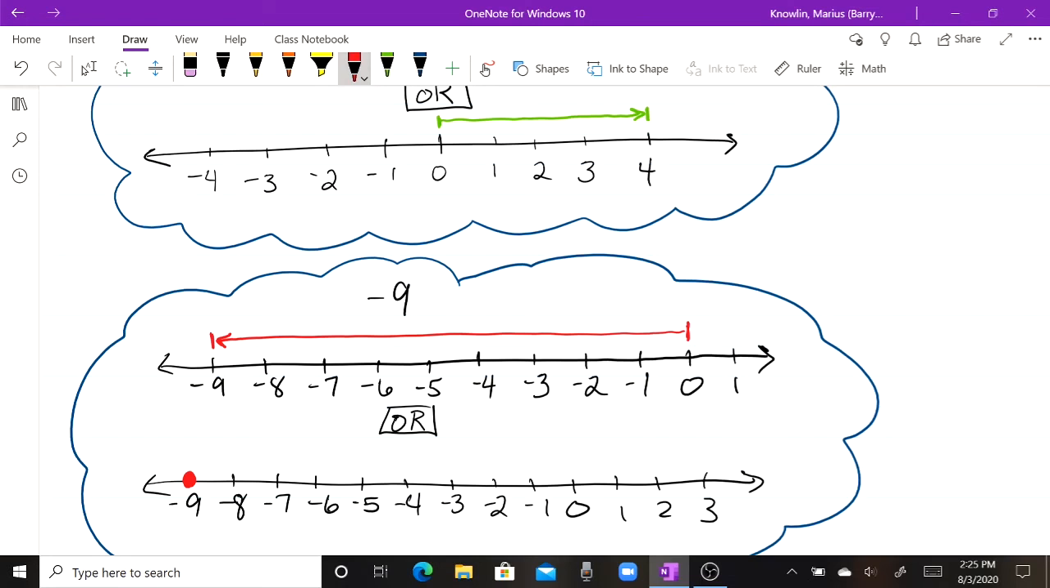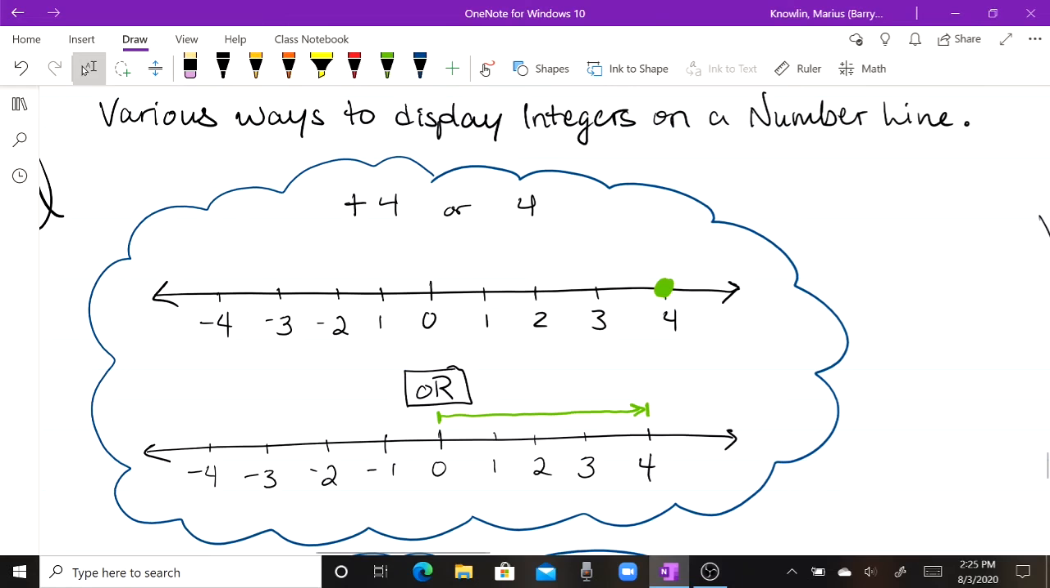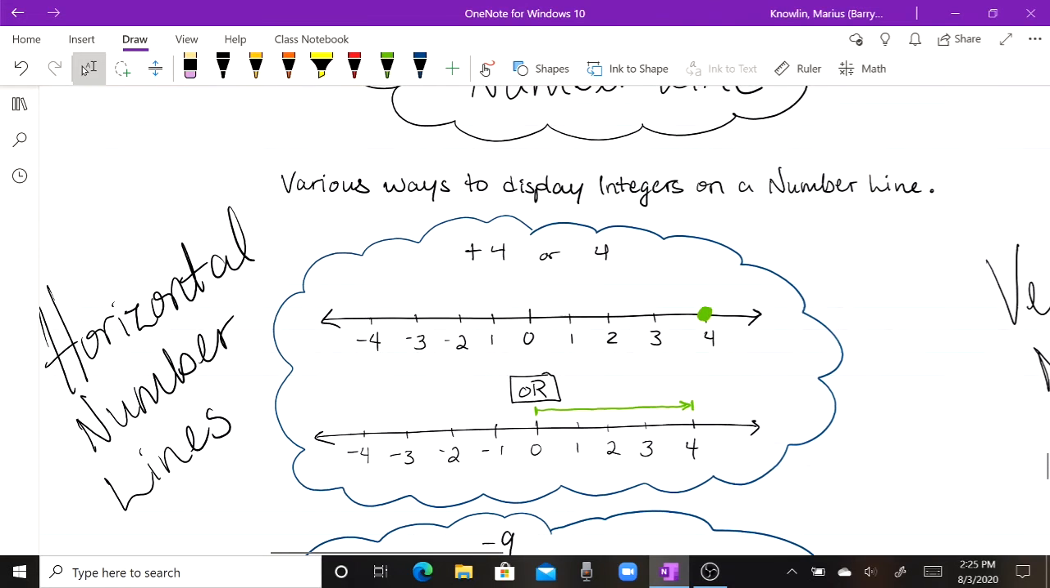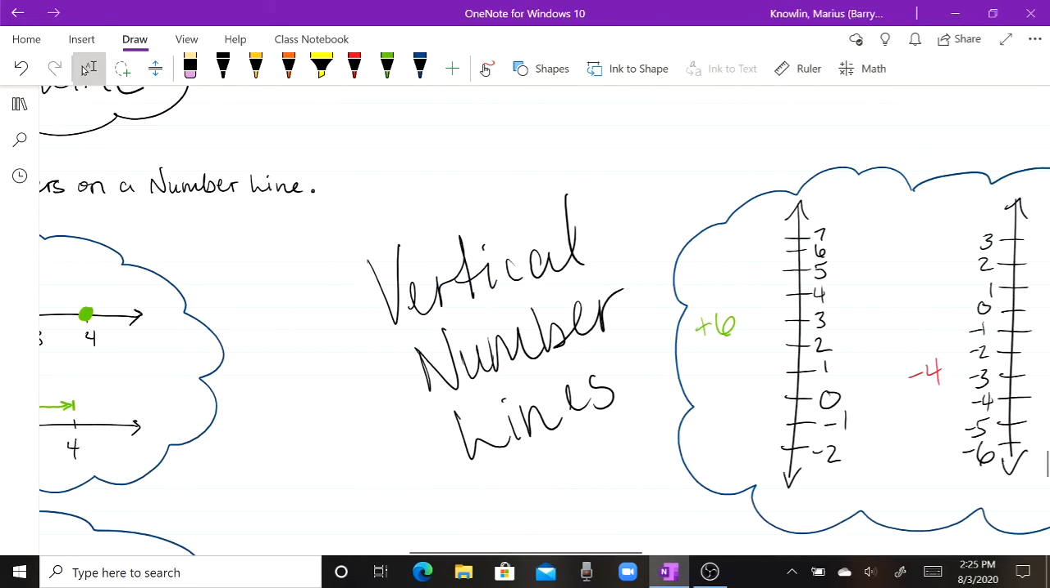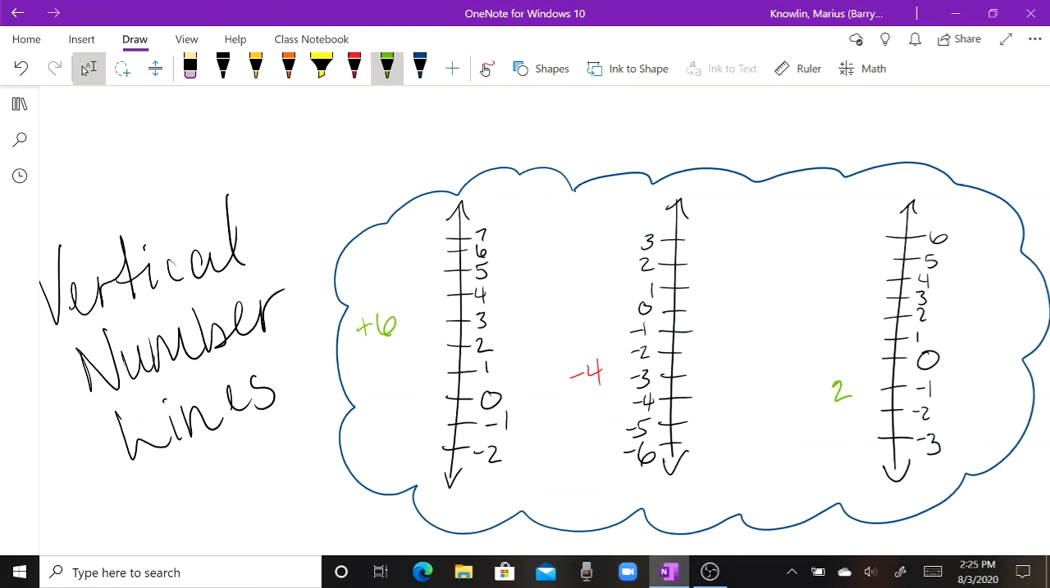Now these types of number lines we would call horizontal number lines, because they move from left to right. But we also have another type of number line, which we call vertical number lines. Let's see what +6 looked like on this first vertical number line. We could just put a dot there.